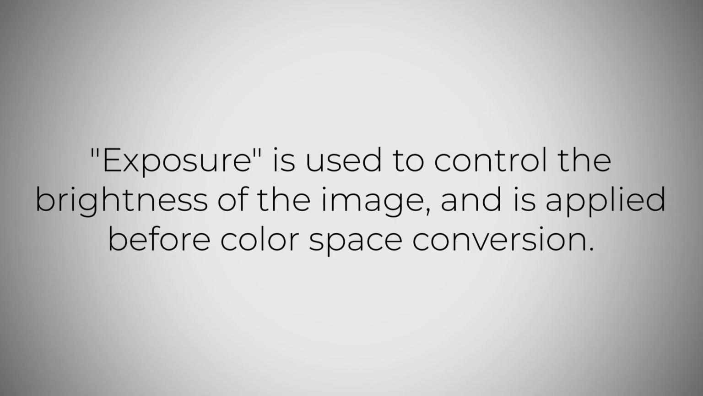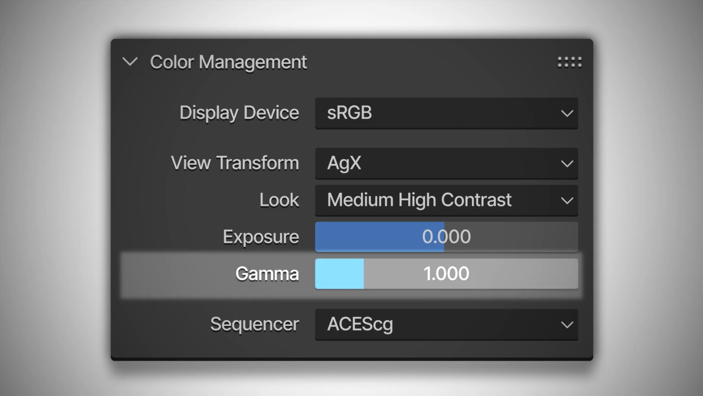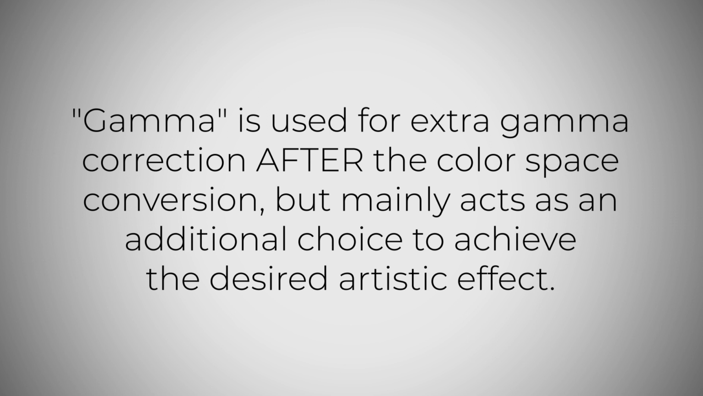Exposure is used to control the brightness of the image and is applied before color space conversion. Gamma is used for extra gamma correction after the color space conversion, but mainly acts as an additional choice to achieve the desired artistic effect.